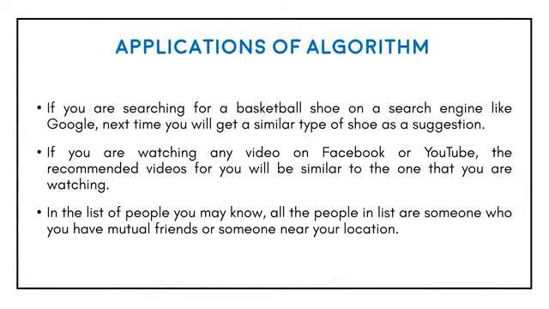Here are situations where algorithms have been used. If you are searching for a basketball shoe on a search engine like Google, next time you will get a similar type of shoe as a suggestion. If you are watching any video on Facebook or YouTube, the recommended videos for you will be similar to the one that you are watching. In the list of people you may know, all the people in the list are someone you have mutual friends with or someone near your location.